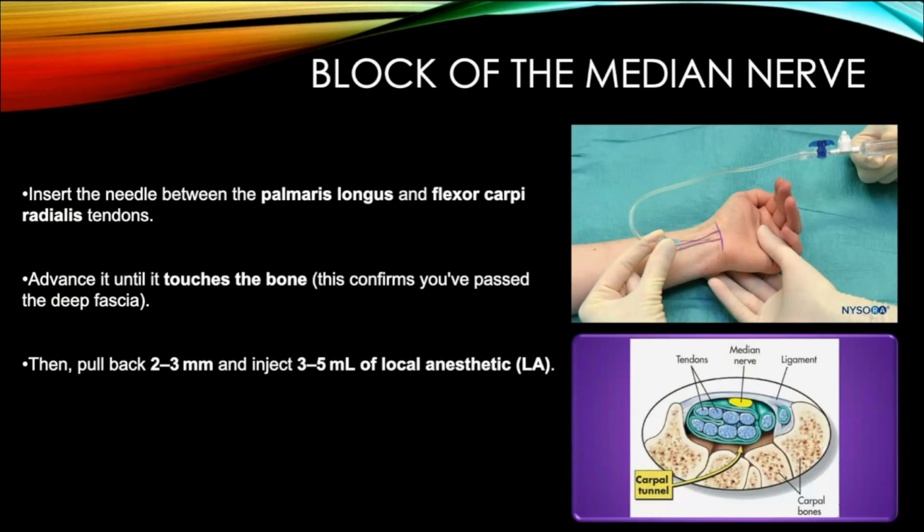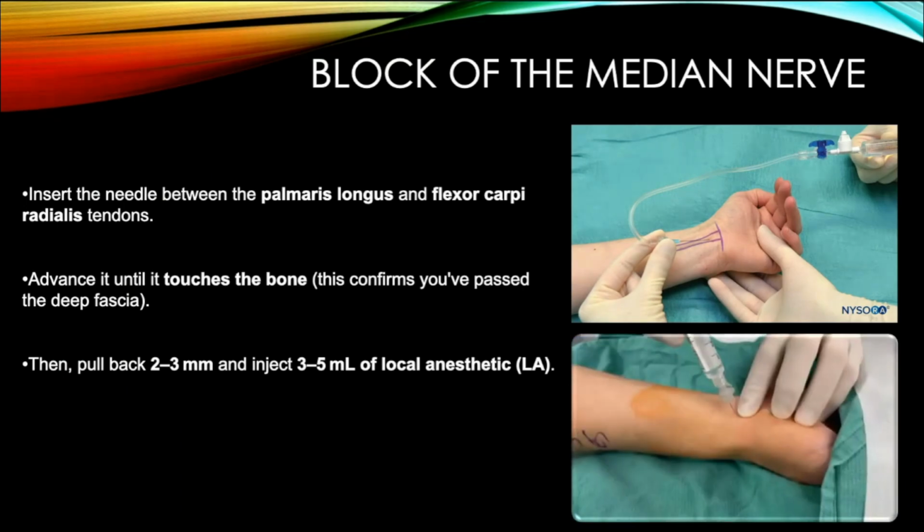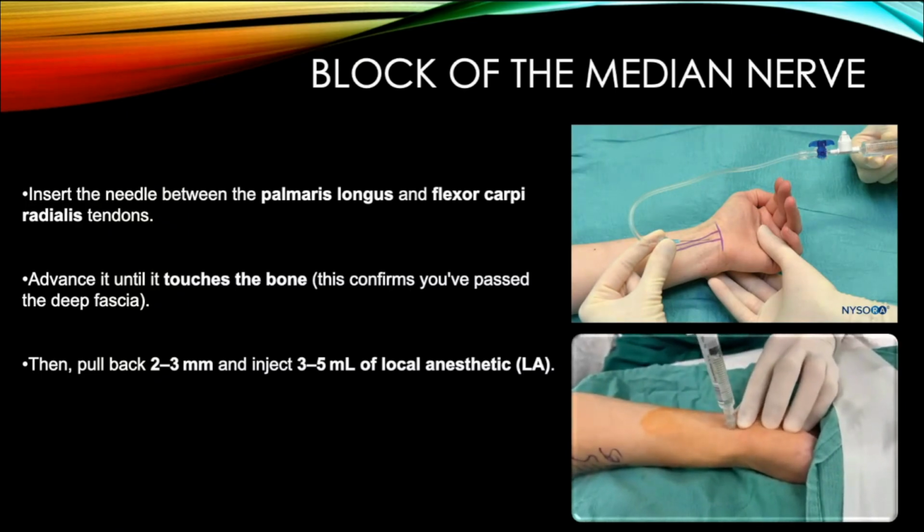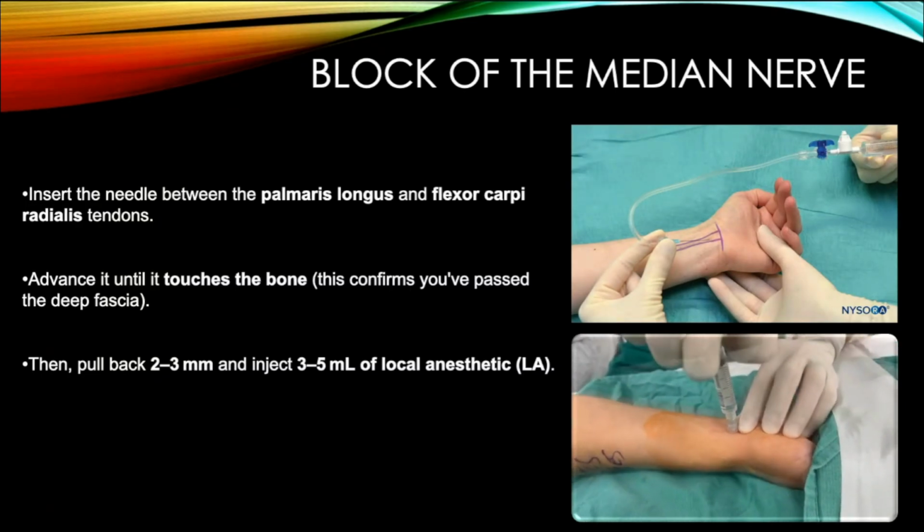We advance it until it touches the bone, and this confirms you have passed the deep fascia. Then after that, we pull back the needle around 2 to 3 mm and inject 3 to 5 mL of local anesthesia here.